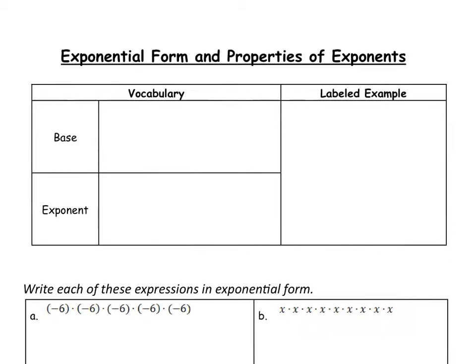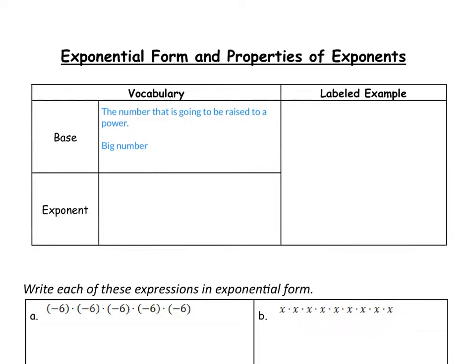The first thing we have to do is get through the vocabulary. The first part you have to know is the base. The base is the number that is going to be raised to a power. This is your big number. To put it in less mathematical terms, it's the big number, the number that you're going to end up multiplying a lot.